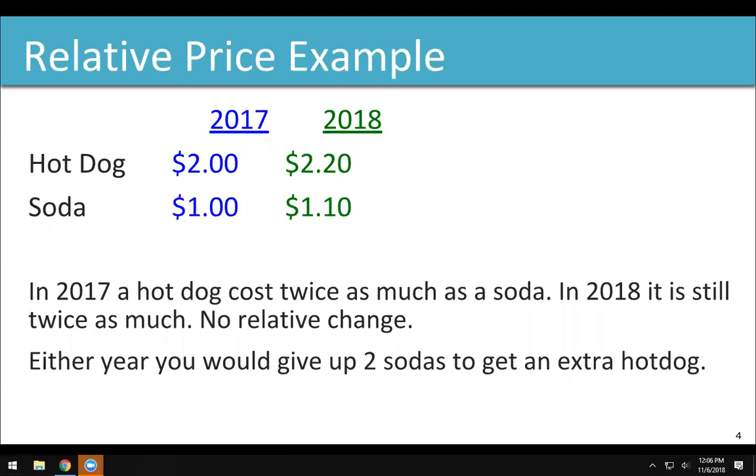So there's no relative change here. Opportunity costs: you would have to give up two sodas to get another hot dog, right? Or you have to give up half of a hot dog to get another soda. If they would do that. Yeah, okay, get this hot dog, take your bite, soda, hand it back, give me a drink. That's just okay.